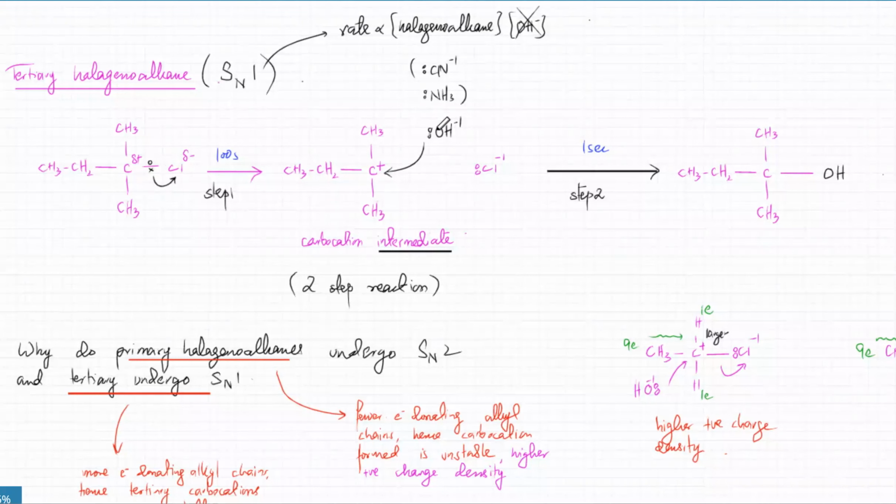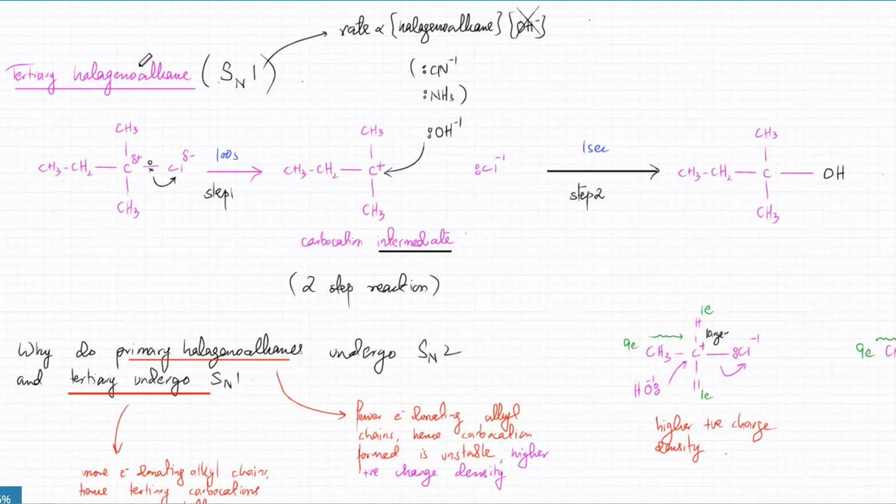And in the next step, the OH minus one would come in. So it was first a carbocation was formed, the Cl would leave, and the carbon would become electron deficient. So there was a carbocation intermediate. So that was step number one. And then the OH minus one would come in.